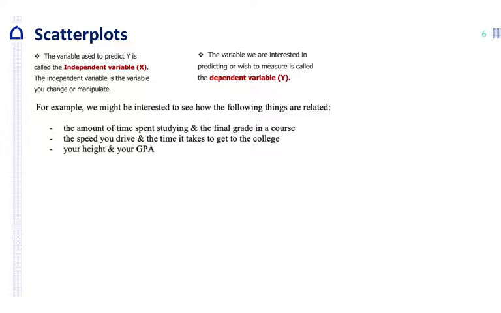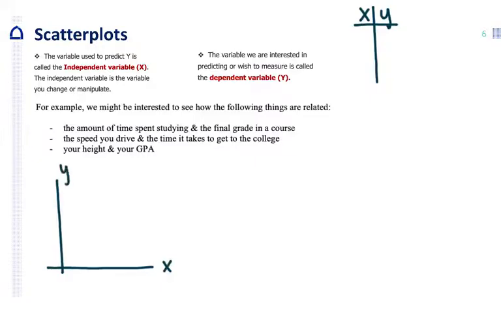Now, once you collect your data, a very popular way to display the data is using a scatter plot. So remember, we've got two sets of data we will have collected. We've got an x and a y, an independent and a dependent, and we will visually represent them in what's called a scatter plot. So you always put the independent variable on the x-axis and the dependent variable on the y-axis.